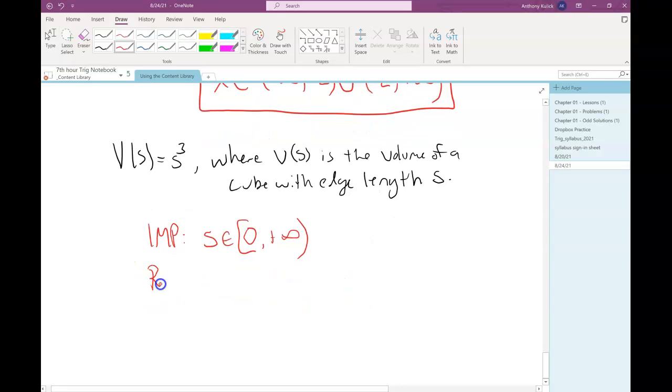Anyways, now to work on our relevant domain, let's look at the operations involved. I see just really one operation. What do you guys see? What is the operation? Yeah, multiplying, which is cubing, really just multiplying the same thing 3 times, right? S times S times S. Is multiplication a problem? No. So our relevant domain should be the same as the implied domain.